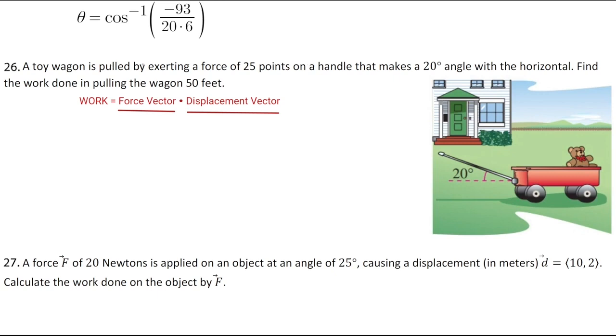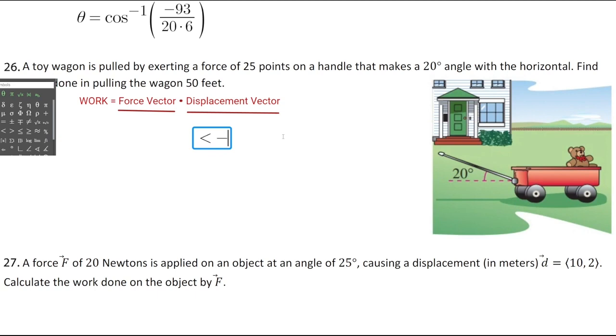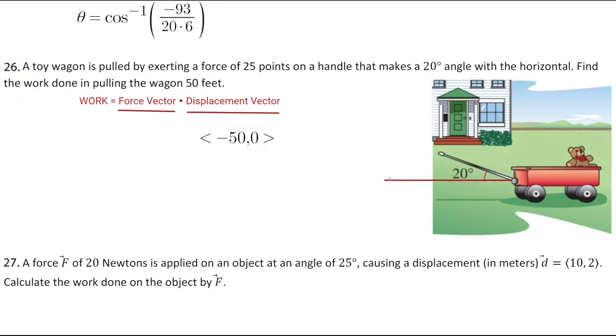These are going to be two vectors that are implied in the problem. So let's see here. A toy wagon is pulled by exerting a force of 25 pounds on a handle that makes a 20-degree angle with the horizontal. Find the work done in pulling the wagon 50 feet. Okay, so we're going to pull the wagon 50 feet, and according to this diagram, we're pointing to the left. So our displacement vector is going to be negative 50, 0, because we're pulling it 50 feet to the left. Here's our negative 50, 0 vector.